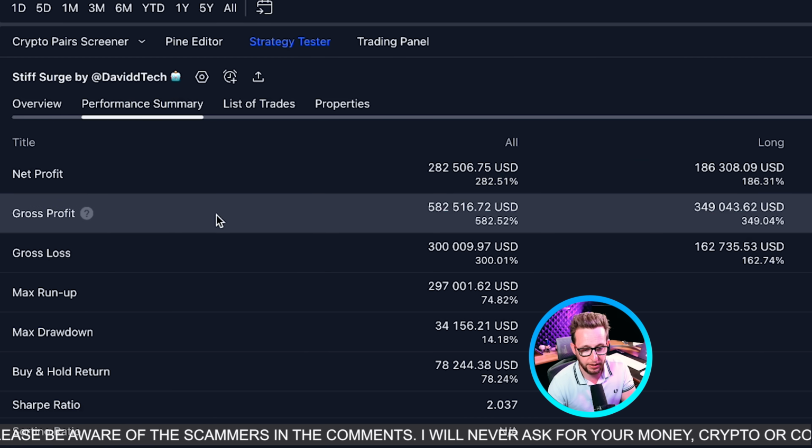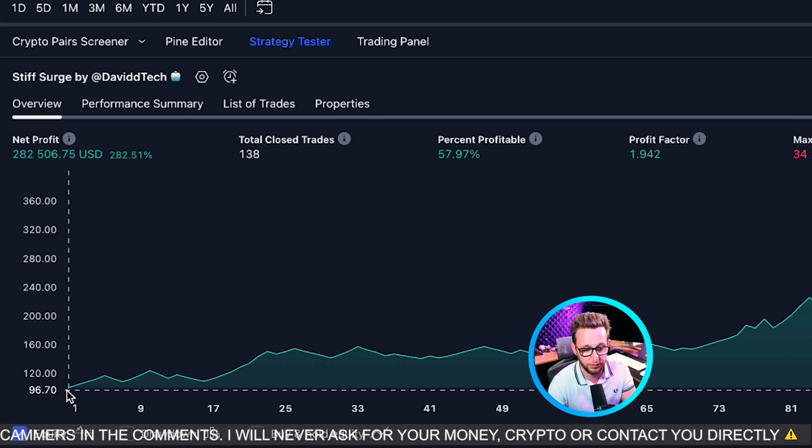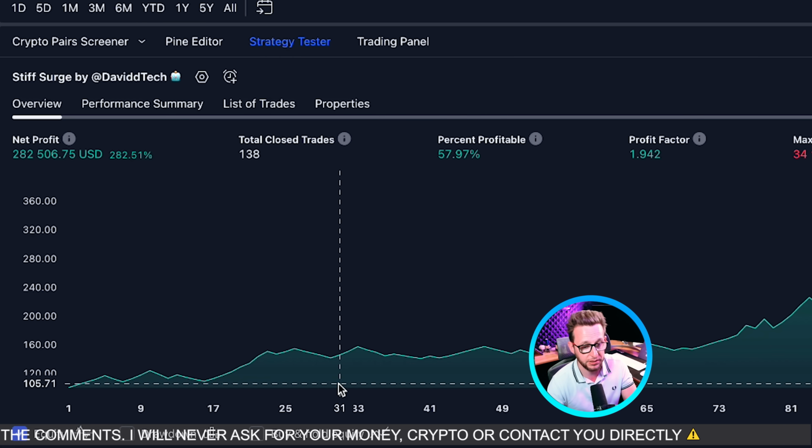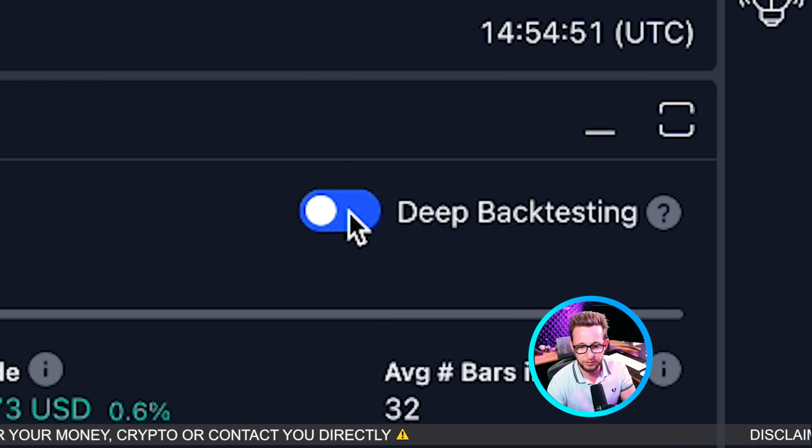If we go over here, we can see the buy and hold would have been 78% in the current period, which means that if you would have purchased it here, you would have made 78%, which is absolutely amazing. With our strategy here, we would have made 282%. Now let's have a look at the deep backtesting results.